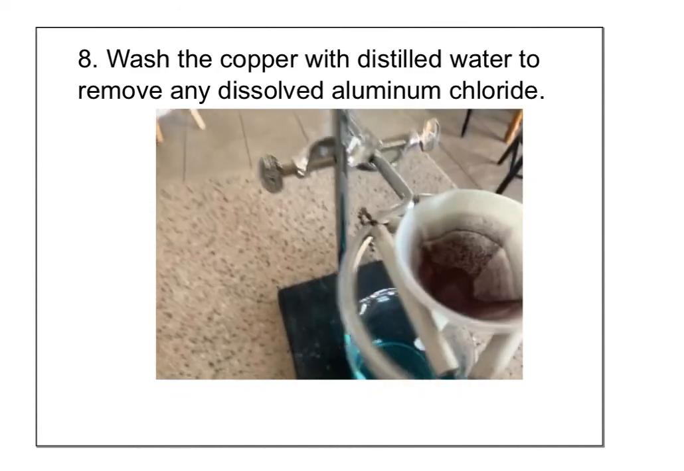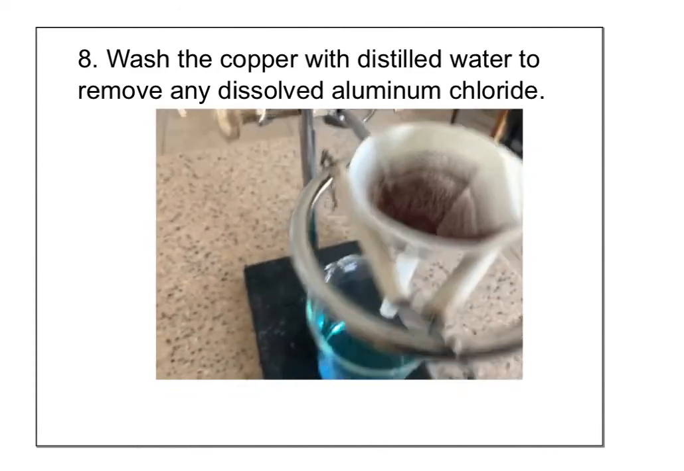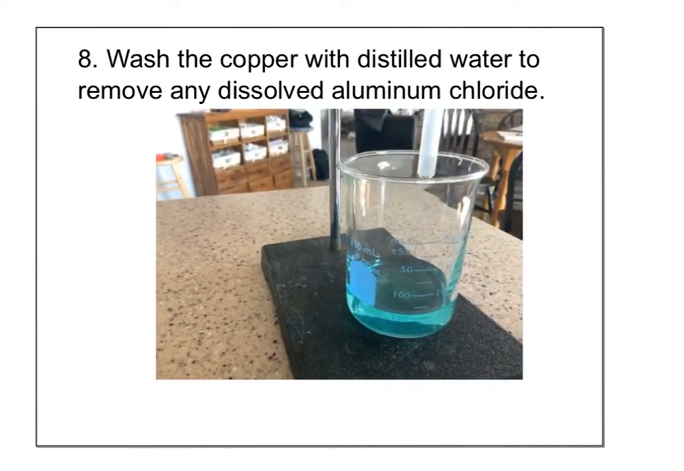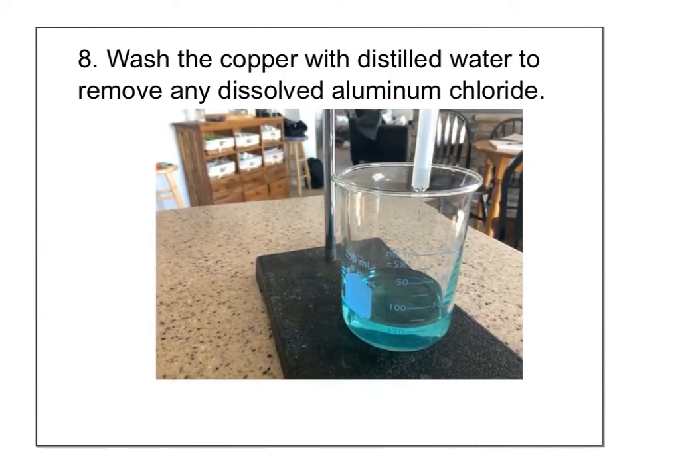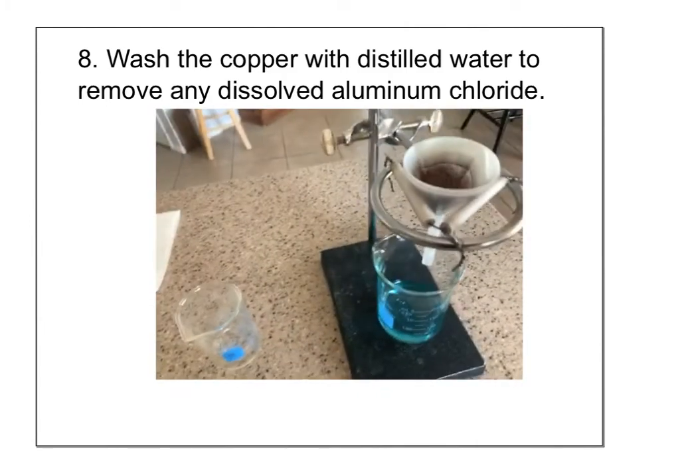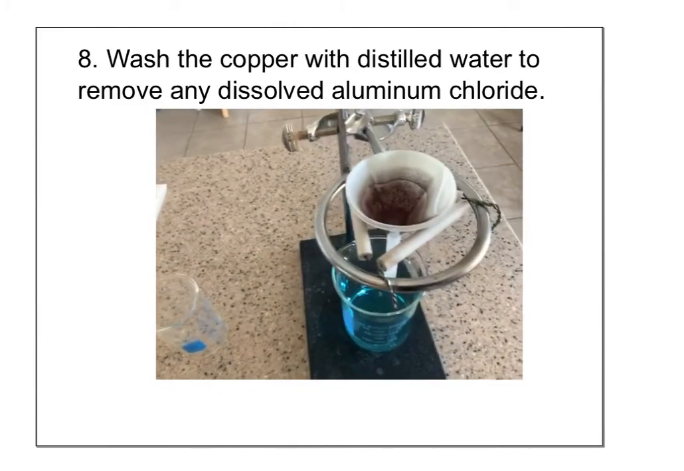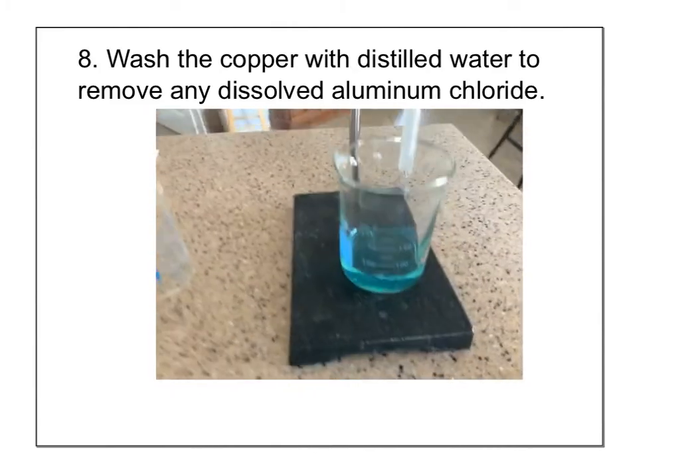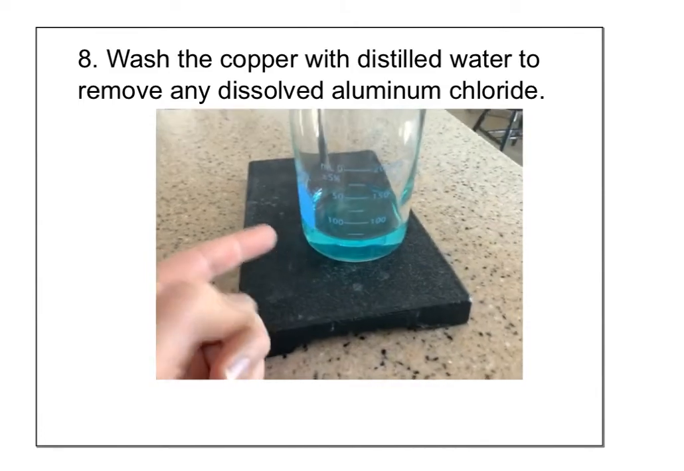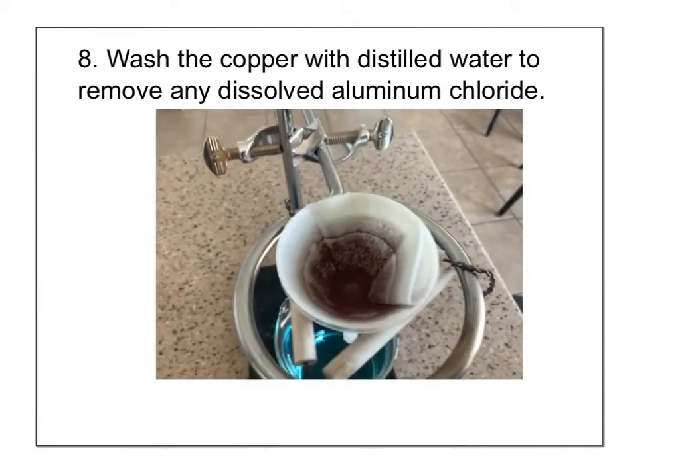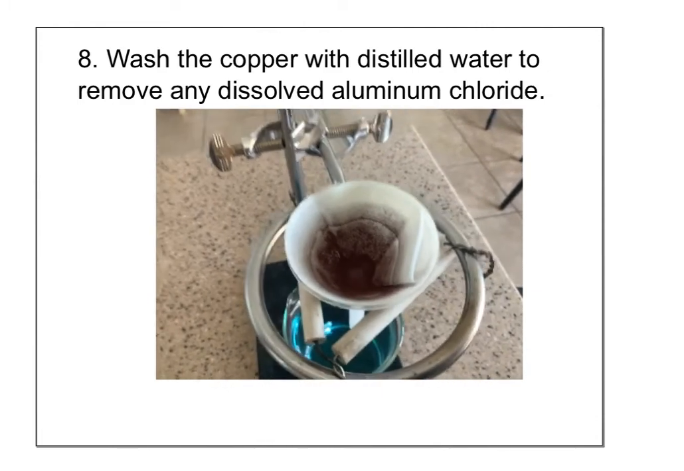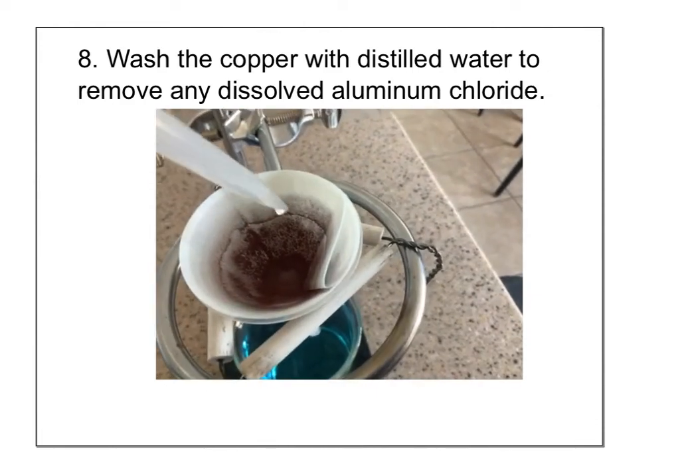So hopefully using your observations, you're able to see what is in excess in terms of our reactant. Now step 8 says to wash the copper with distilled water to remove any dissolved aluminum chloride. If aluminum chloride is dissolved down here, and maybe some excess reactant up here, who knows, you guys will figure that out.